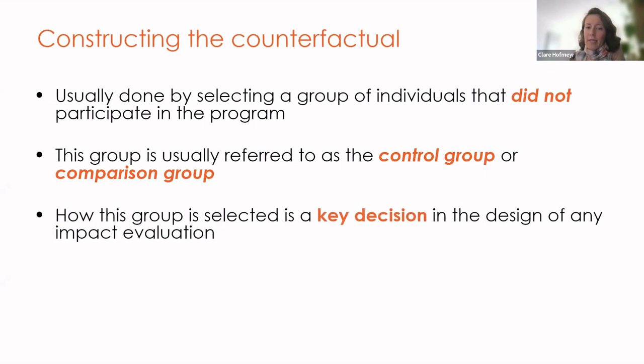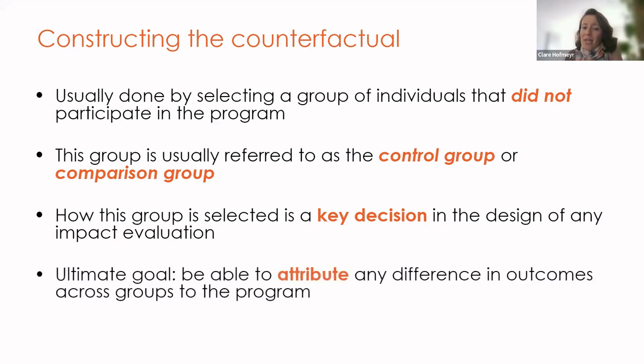The idea is to select a group that we have good reason to believe is very similar to the group that received the program in all ways except one, their exposure to the program being evaluated. So in other words, we want the only difference between the two groups to be that the one received the program and the other did not. The goal in the end is to be able to attribute differences in outcomes between the group of participants and the control group to the program and not to any other factors.